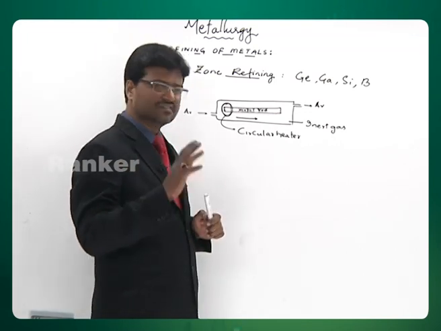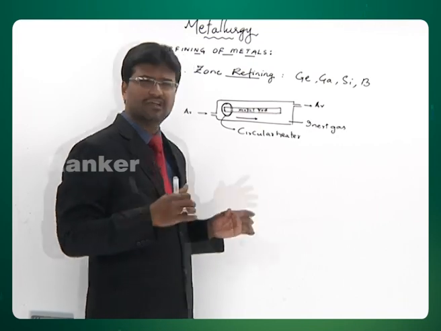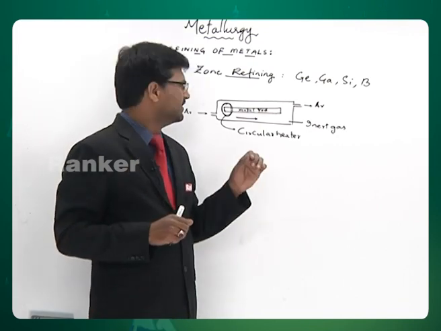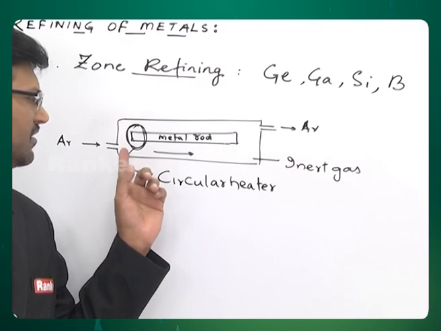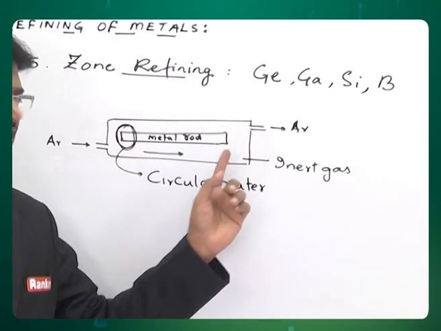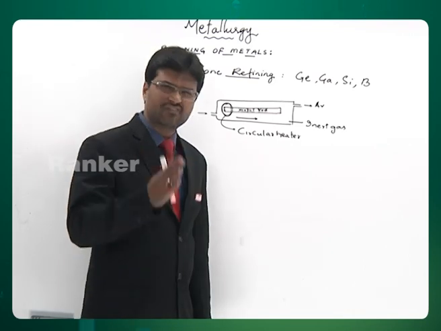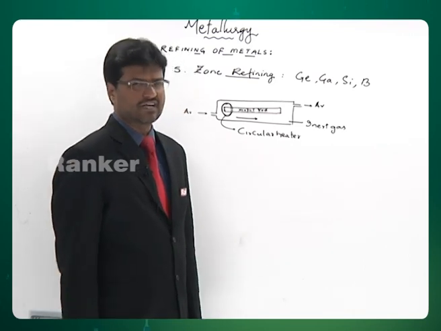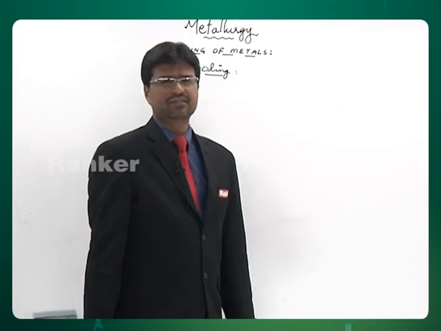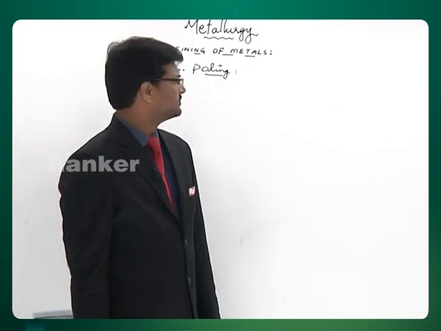Zone refining, we use a circular heater and the metal is made into a rod and the circular heater is run across the length of the rod several times. All the impurities are driven to one end and it is discarded. Let's discuss the next method of purification, poling.